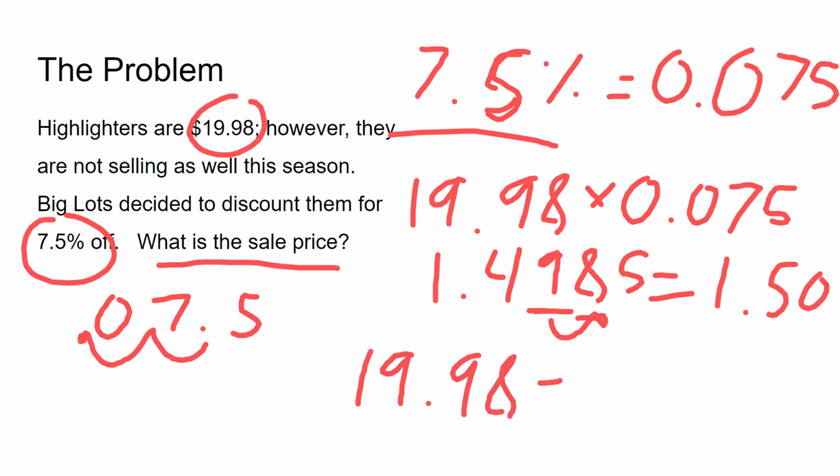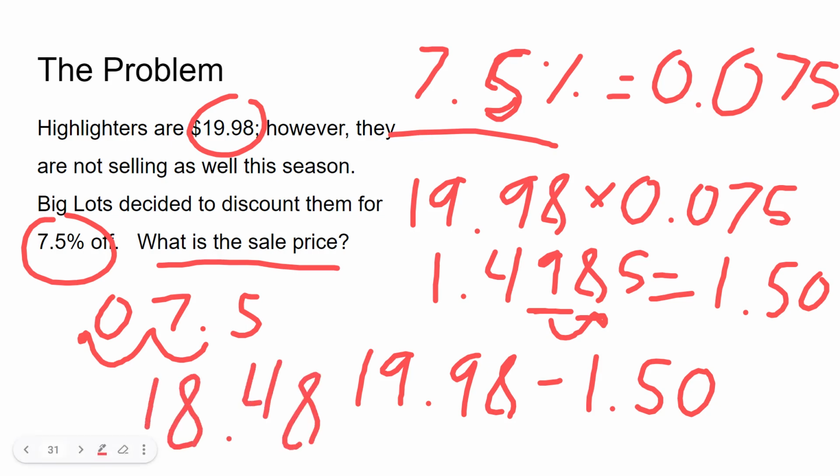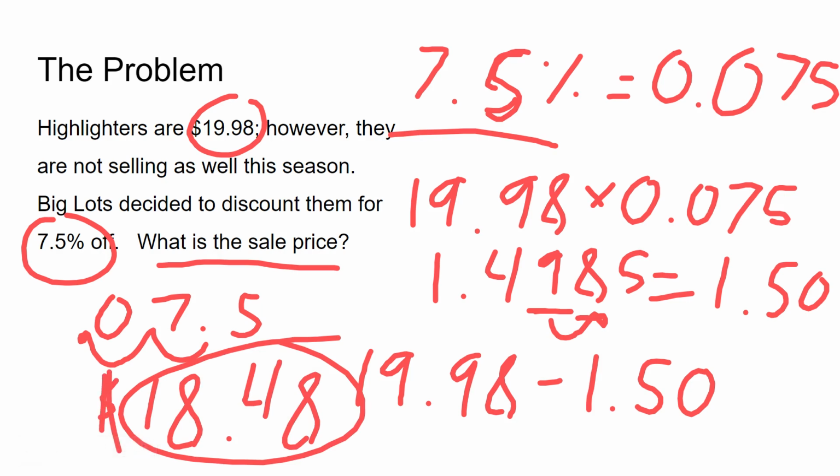Now, since it's asking for the sale price, I'm going to take the original amount and I'm going to subtract the discount from it. So the discount is going to be $1.50. So in my calculator, 19.98 minus 1.5. And then I end up in the end with $18.48. This is how much the pack of highlighters would cost after the discount.